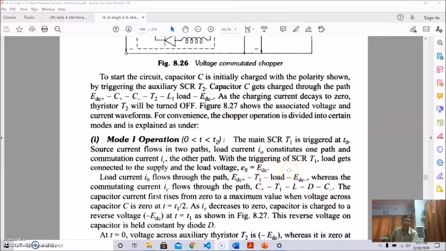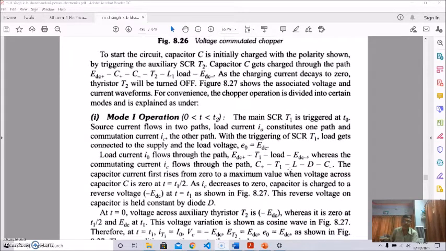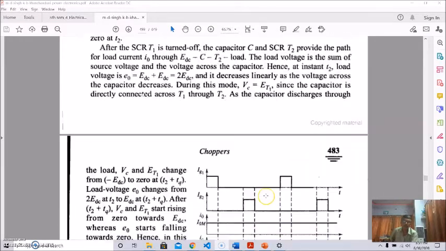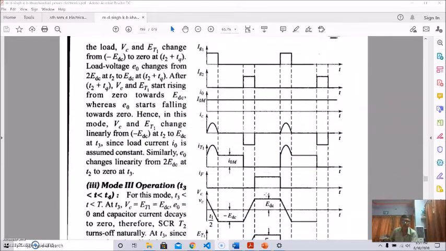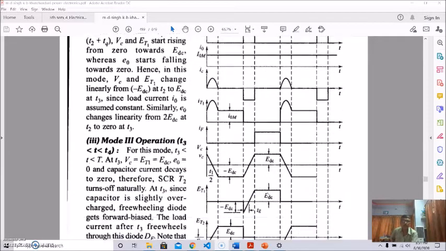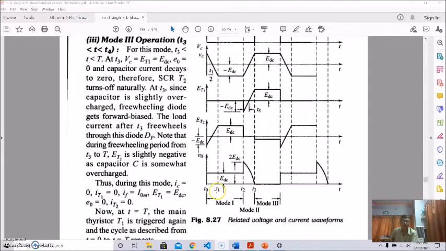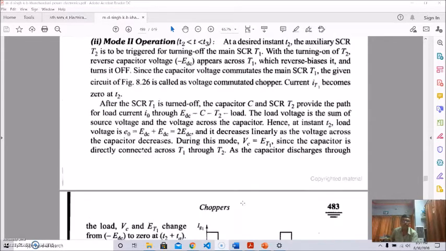So factually, mode 1 operations are between T0 and T2. So that is shown here. For this mode 1 operation, from T0 to T2, basically this is T2. Okay, from T0 to T2, this is mode 1 operations.